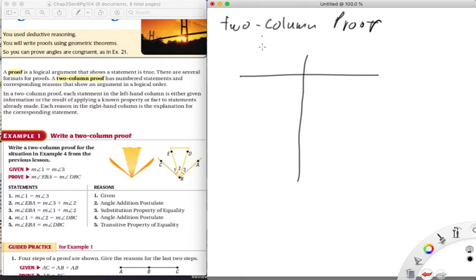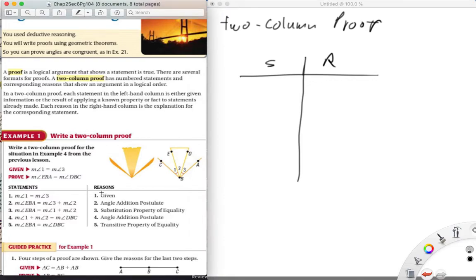One column is called the statements, and the other column is called the reasoning or reasons. A lot of the time I'm just going to call it S and R to save time. This side is your statement, whatever you observe or see. And this side is your reasoning, why: the theorems, the postulates, the rules, the definitions that are the reason why these things are happening.